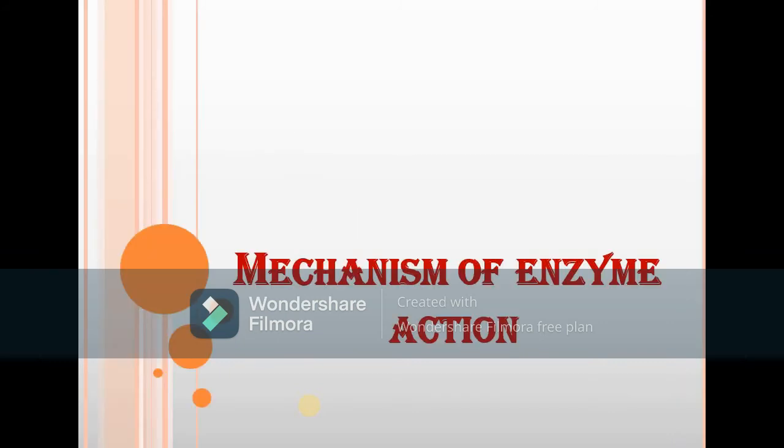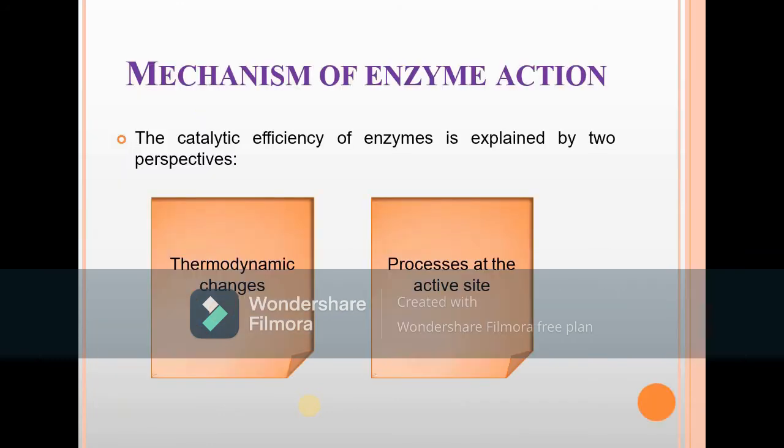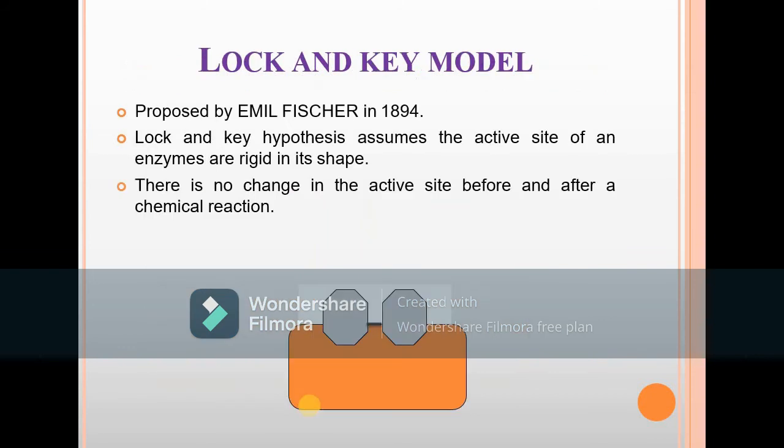Then mechanism of enzyme action, that is, how the enzyme will work. The catalytic efficiency of enzyme is explained by two perspectives, that is thermodynamic changes and processes at the active site. But there are two different models, according to which we can easily study the mechanism of enzyme action. The first one is the lock and key model, which was given by Emil Fischer, and the other one is the induced fit model that was given by Daniel Koshland. The lock and key hypothesis assumes the active site of an enzyme is rigid in its shape. There is no change in the active site before and after a chemical reaction.